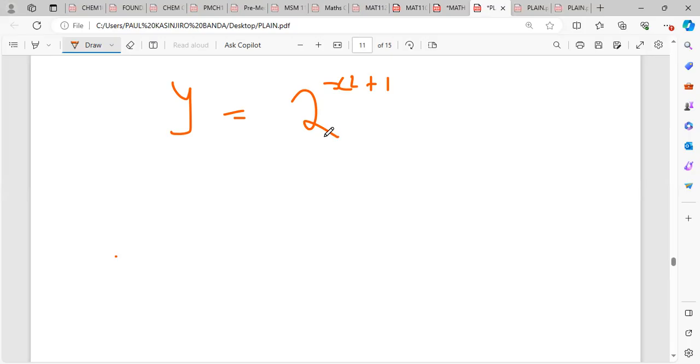It's a composite function, meaning we are going to equate it to something. So we're going to say this power there is equal to v. Then I have my x squared plus 1.